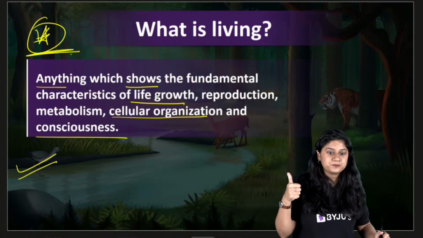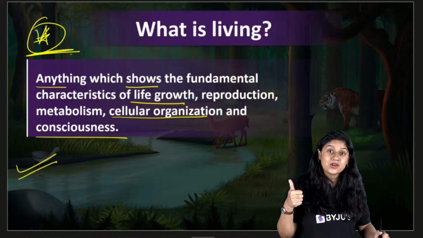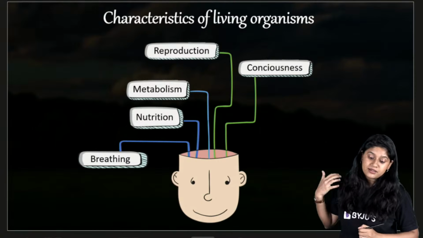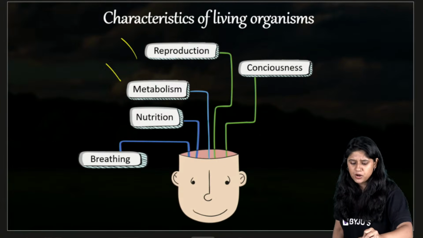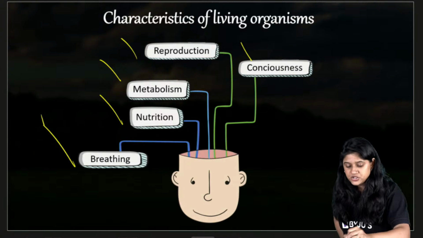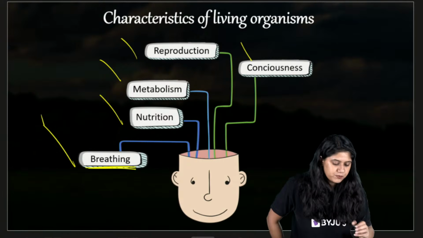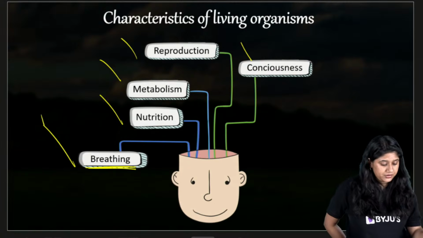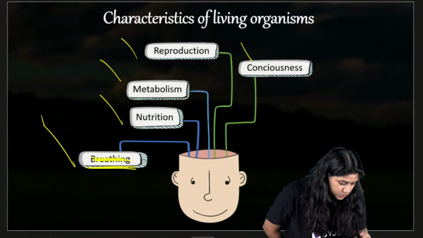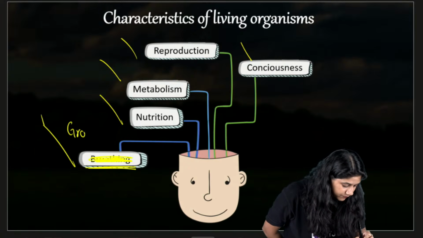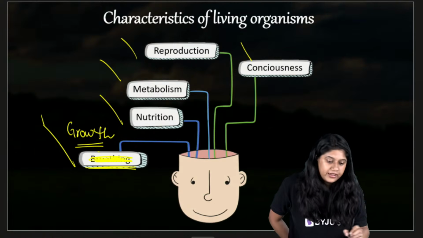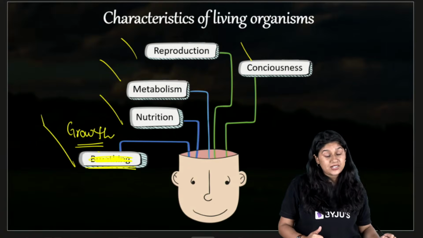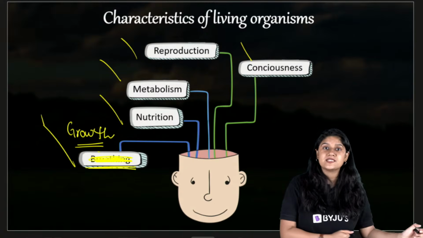Are we clear what is living? Yes? So here, everyone, you can take a screenshot of this particular part, so it's really easy for you to recall. We have reproduction, metabolism, nutrition, breathing, consciousness. We can write growth also over here. Let me just write the growth. Okay, are we clear? If someone asks you to write the characteristic features of the living organism, you have the answer. If someone asks you what is living, you have the answer for it.